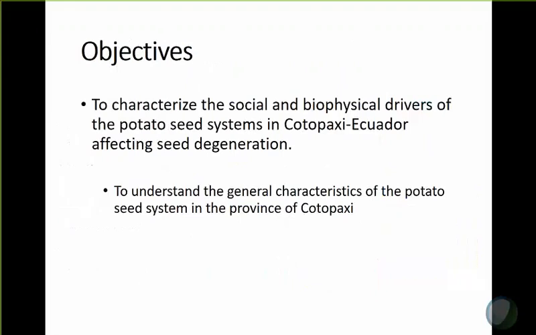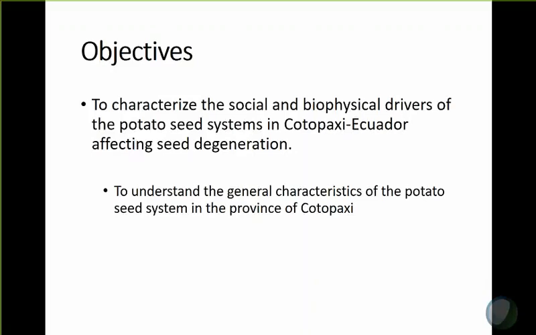We have a really broad objective, which is trying to understand how social and biophysical drivers of the potato seed systems affect seed degeneration. However, the first step we need to make is to understand the general characteristics of the potato seed systems in the province.